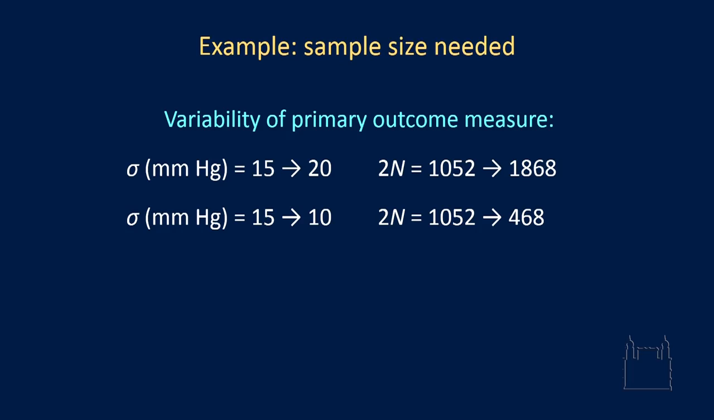And again, just to give you an idea about what happens to those numbers, if you took a standard deviation from 15 to 20, the sample size would go to 1,868. If you take it from 15 to 10, the sample size would drop to 468.